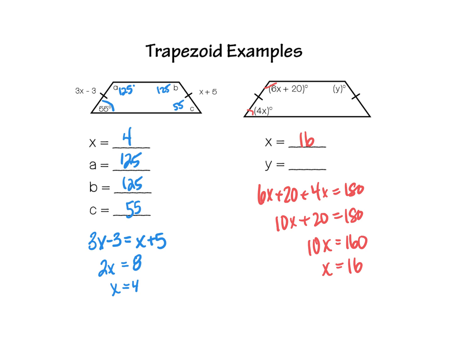Okay, so now we can plug this back in. 6 times 16 plus 20 will give me 116 degrees. And we know that these two base angles here have to be congruent, which makes y 116 degrees.